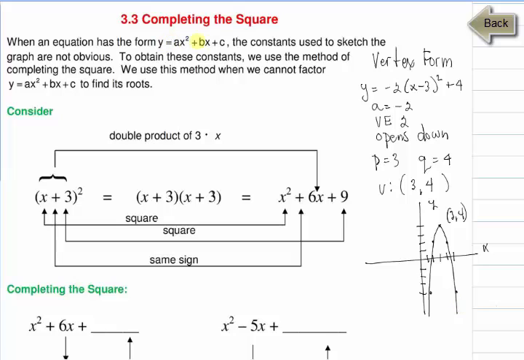Compare that to an equation in standard form. So let's say something like negative 2x squared plus 4x plus 5. We still know that a is negative 2, so we have a vertical expansion of 2 and it opens down. And we can also tell by looking at this, because y-intercepts happen when x is 0, that we have a y-intercept at 5. But not enough information to graph. We need to know what our vertex is.